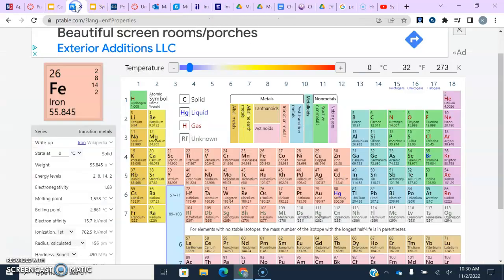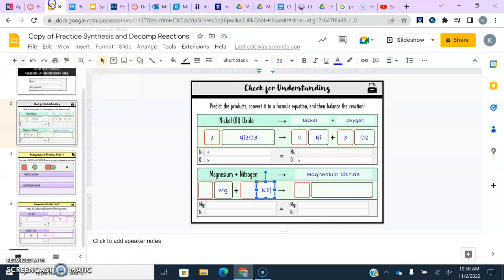So let's take a look at our periodic table. Magnesium is in group 2. He's a 2+. Nitrogen is in group 15. He's a 3-. So let's go back. So we have Mg 2+ and N 3-. And then we're going to swap, drop, and chop. And that's going to be Mg3N2.